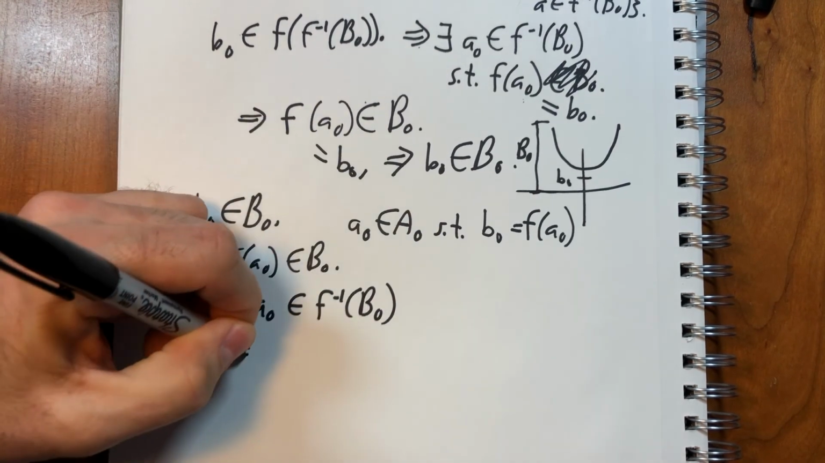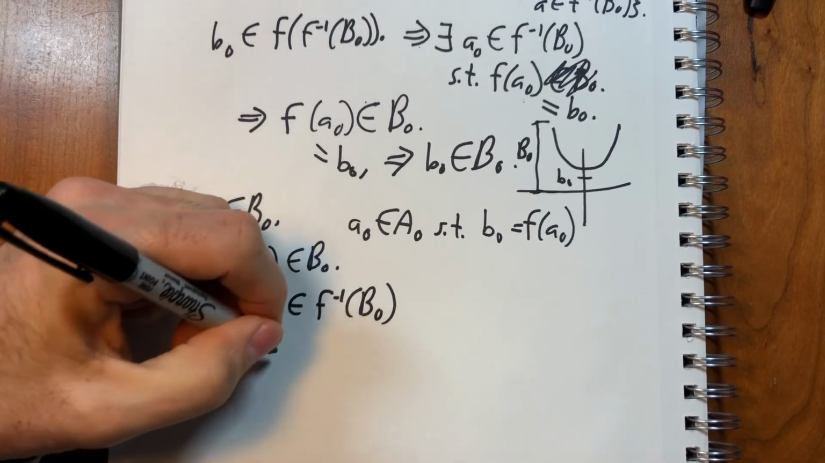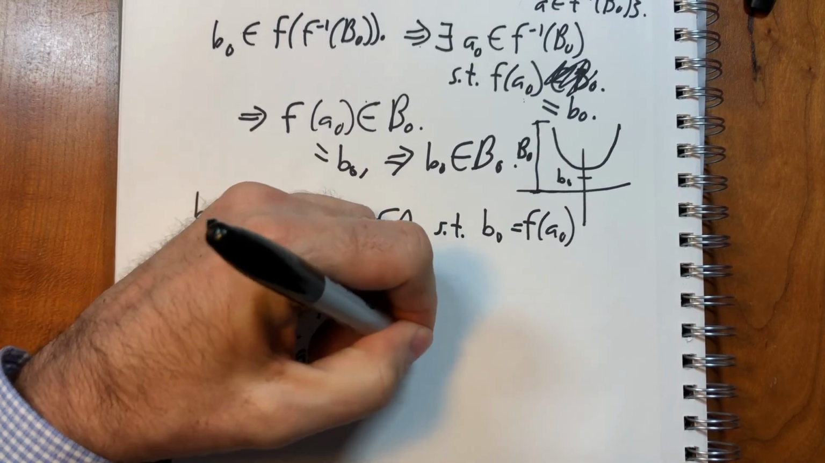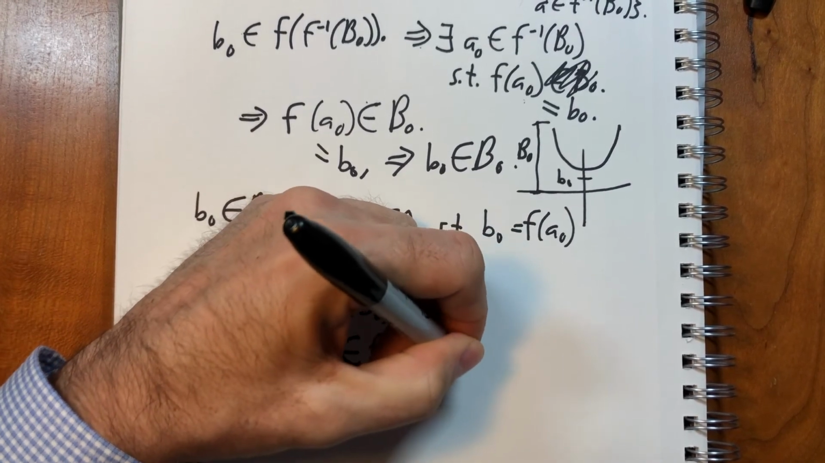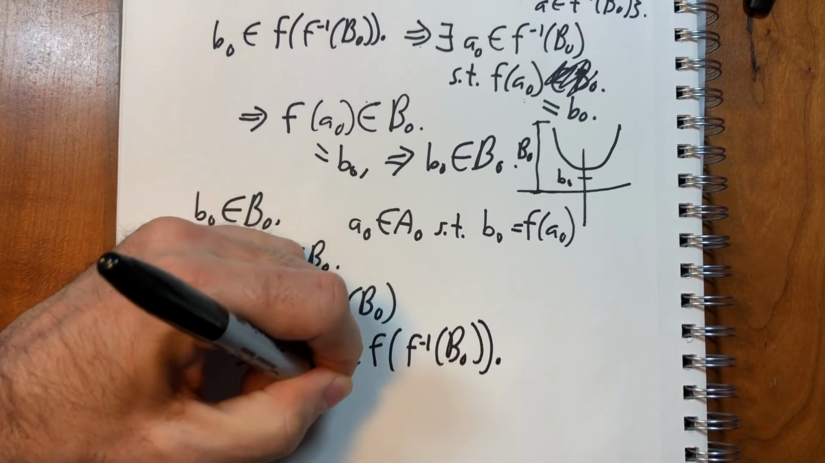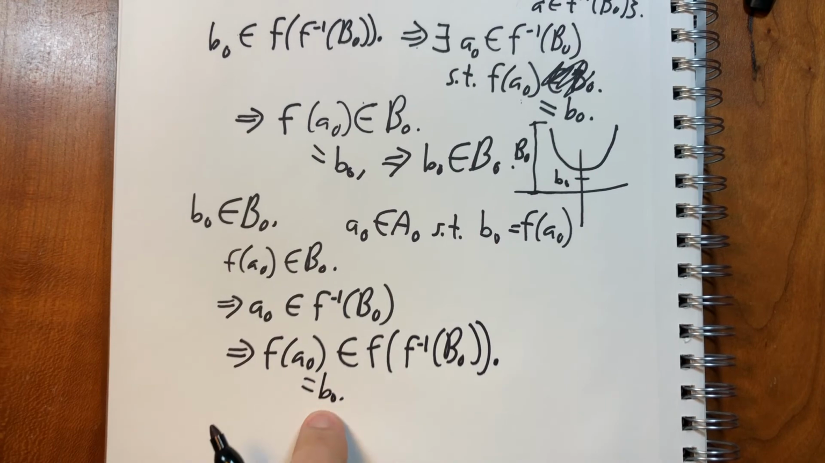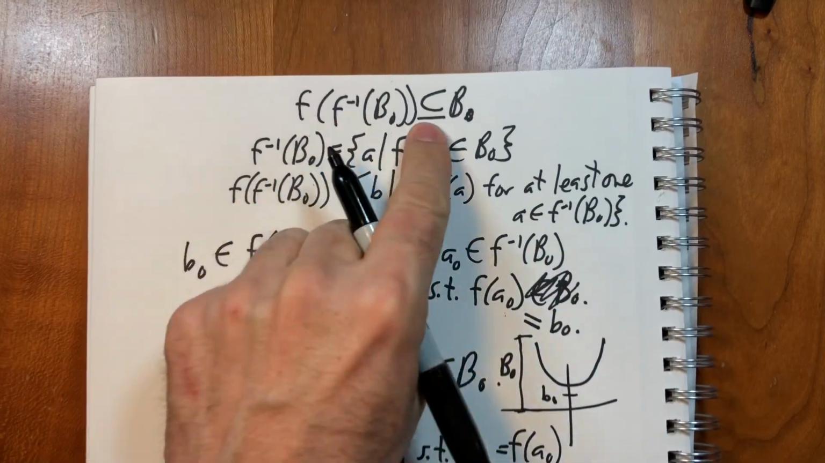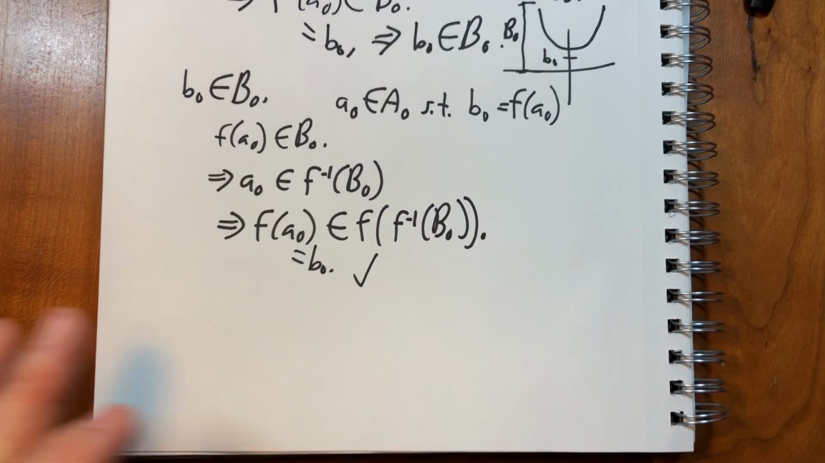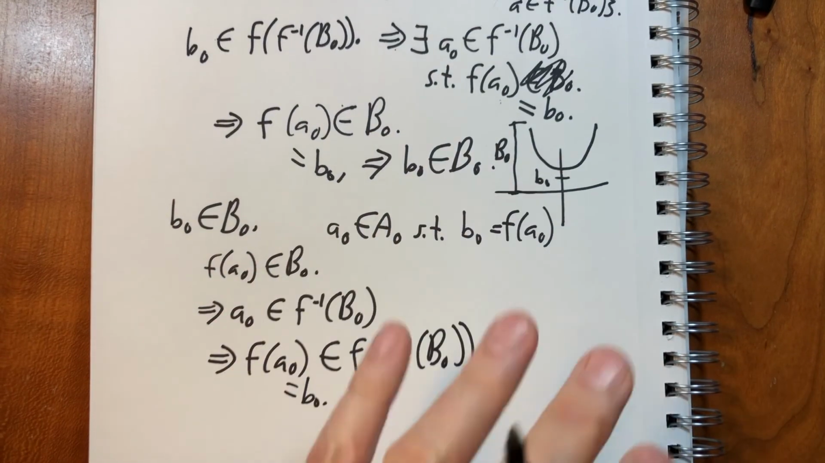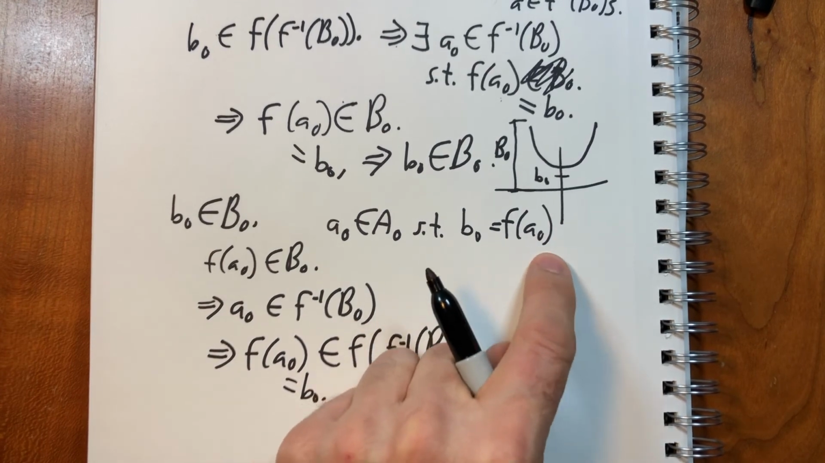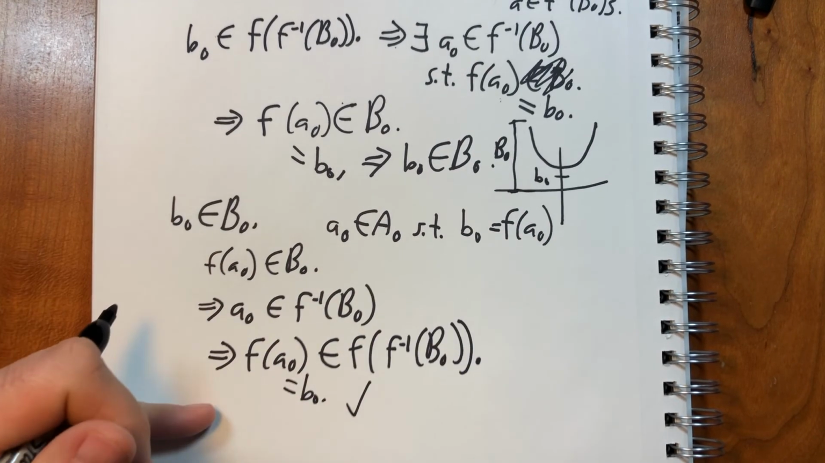But then that means that f of A0 is an element of the image of the preimage. And this equals b0, and that's what we needed to prove, that b0 is an element of the image of the preimage of B0. Okay, so here we use the surjectivity to prove that there will in fact be an A0 such that f of A0 equals b0, and then from there it's easy.